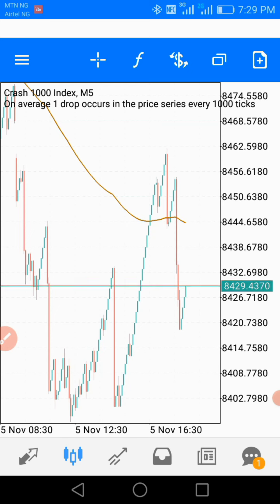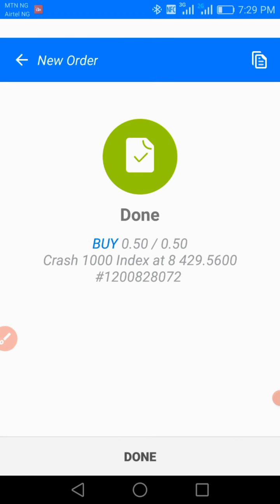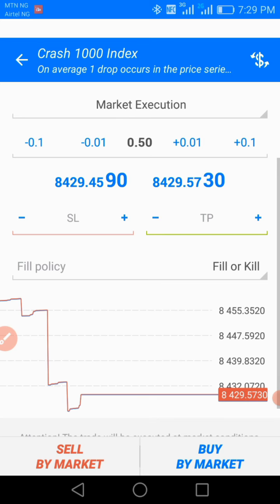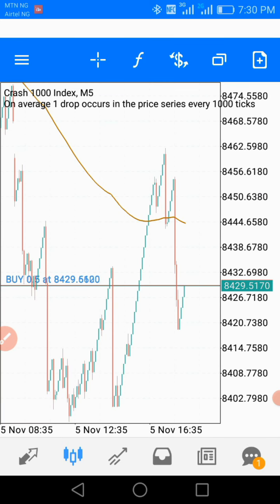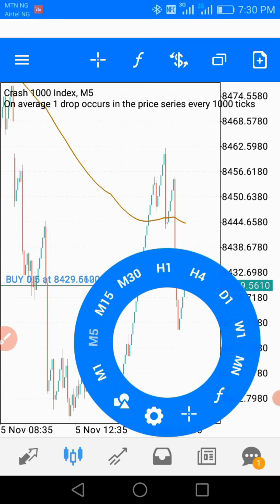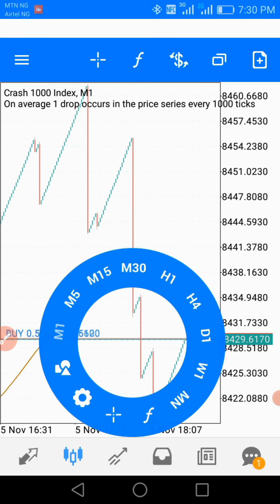Now I'm going to take a trade right away. Let's take up to 2 trades before I begin to give more explanation of what I'm doing. Now I just discovered something. There is an alignment in all the time frames from M1 to even D1.